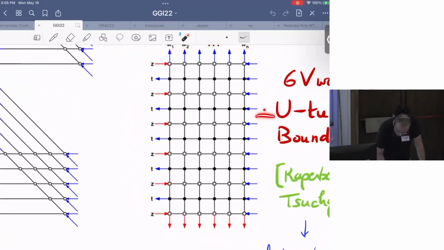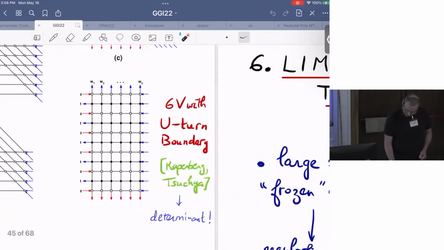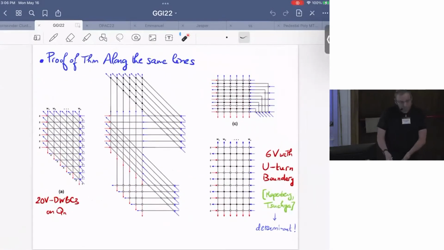So you enter horizontally on the east, you exit north and south, and then on the west, you have these U-turns, right? So it's called the U-turn boundary condition, introduced by Kuperberg, also Tsuchiya considered it. And it's also a determinant, but with a reflection. So it's like the potential of Jules, but with a reflection in it. Okay. So because you can do that, you can express a determinant on one side, a determinant on the other side, identify them. So it works.